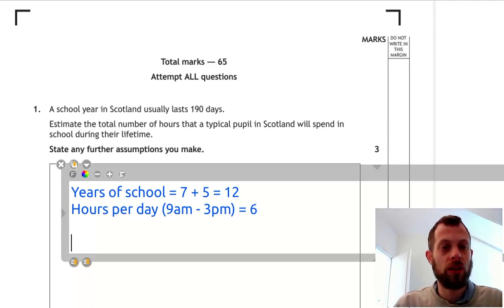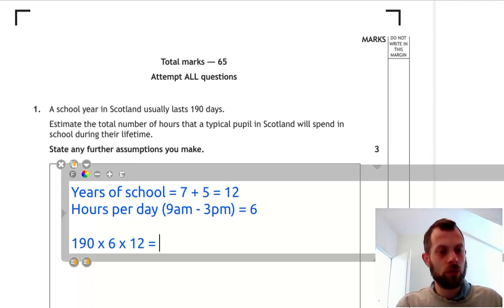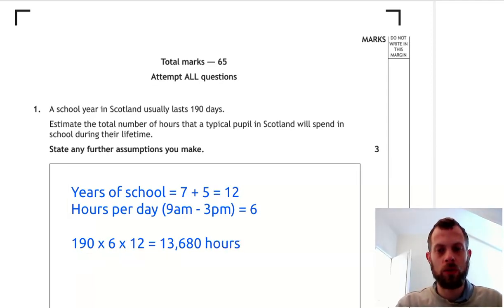Finally, we multiply these together. So we have 190 days. Each day has 6 hours. Now that would give you the hours in 1 year. Then we need to multiply by the number of years. Doesn't matter what order you multiply those in. And you'll get the right answer. Arguably this should be rounded to maybe 14,000 because it is only an estimate, but you do not need to round it, so I'm not going to.